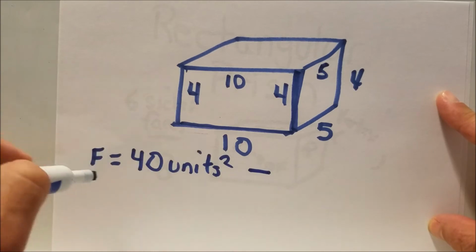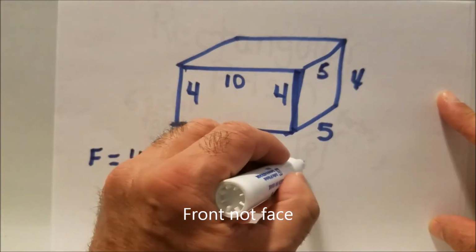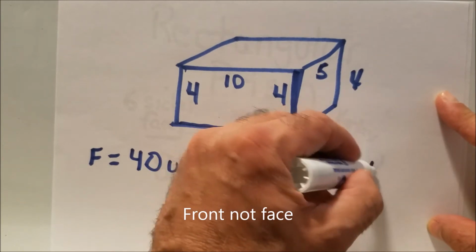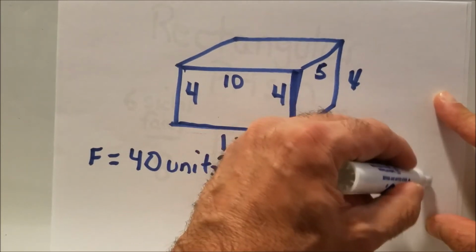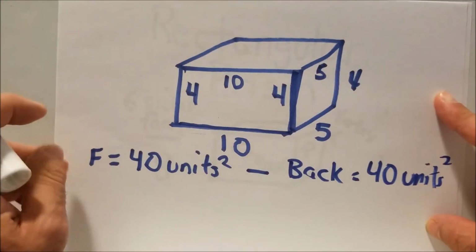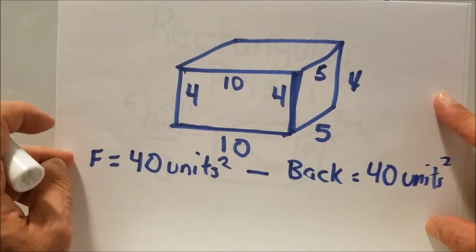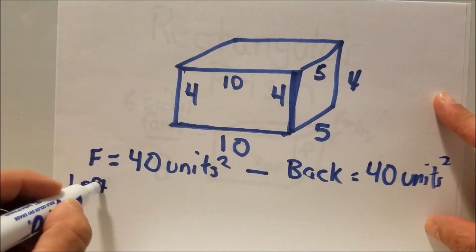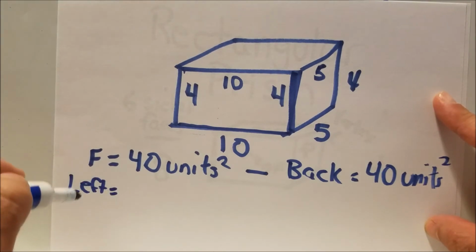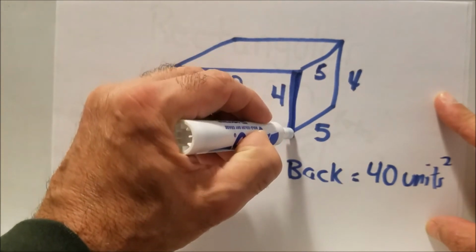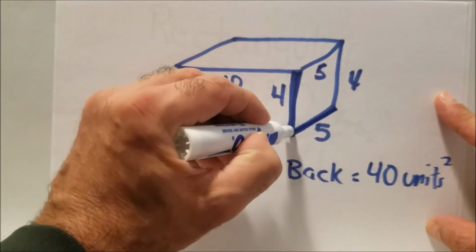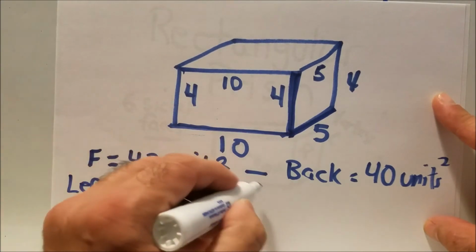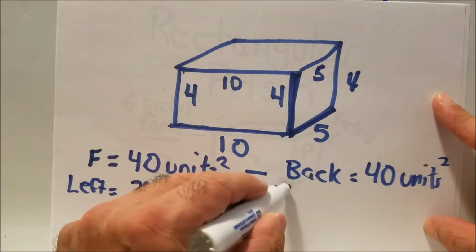And by the way, if the front face is 40 units squared, that means the back is 40 units squared. Right? It's the same thing as the front. So then we also have a left. What do you think the left and the right are? 4 by what? By 5. And what's that? It's 20. So if the left is 20, the right side is 20.